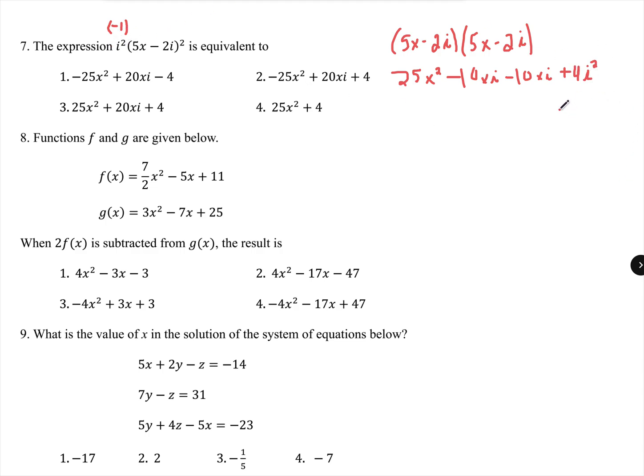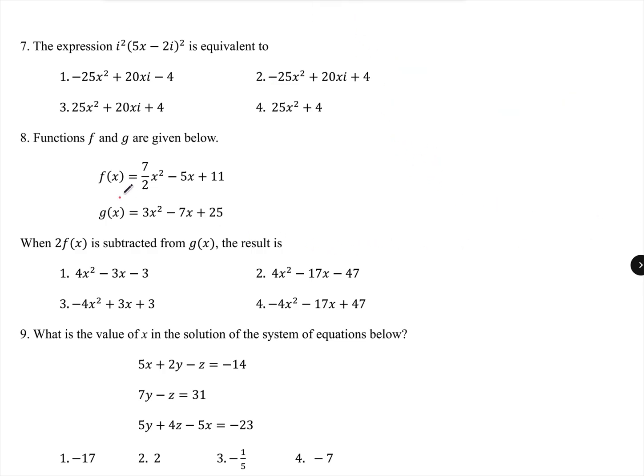So what am I doing here? If I want to start combining my like terms, I know that becomes a -4. These two are like terms, so I'm going to get -20xi. And there's really nothing to combine with my 25x squared, so that just comes down. Then I can't forget about my little -1 in the very beginning. Bring my -1 back over, switch the signs. When I do that, I'm going to get -25x squared plus 20xi plus 4. Answer choice number 2.